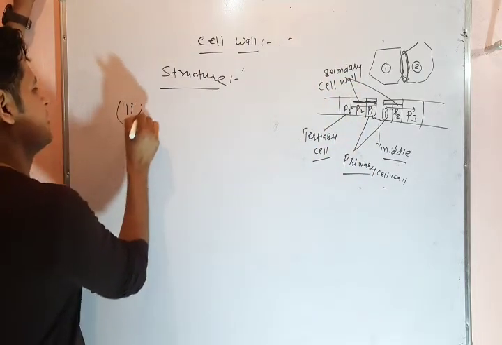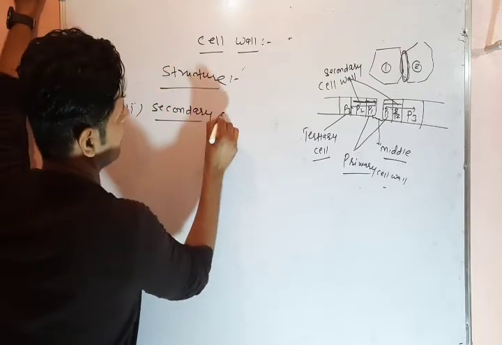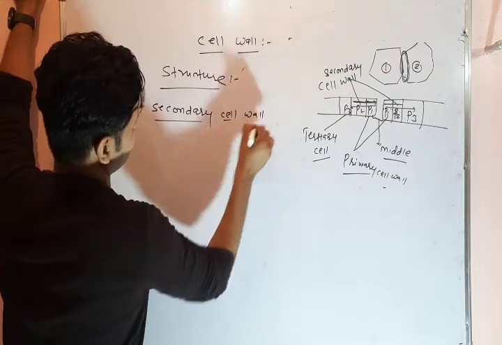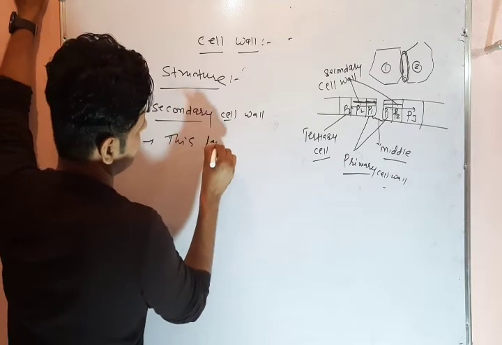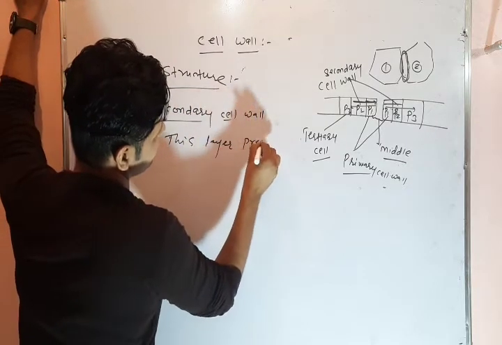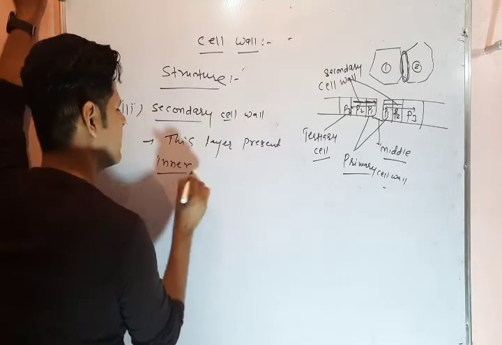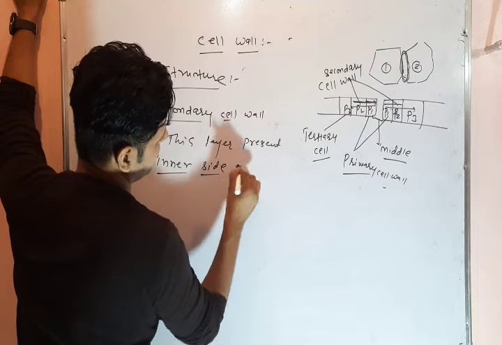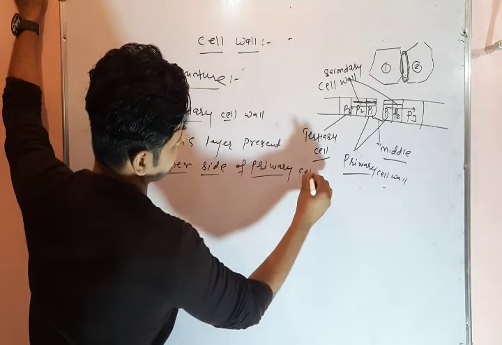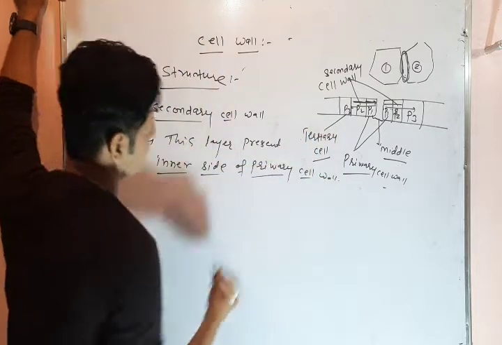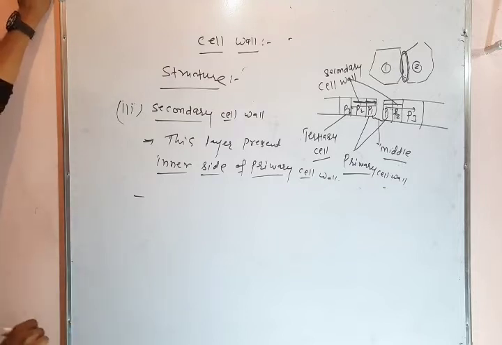Third is the secondary cell wall. Secondary cell wall means this layer is present on the inner side of the primary cell wall. Okay, I think you got it. Inner side of the primary cell wall.